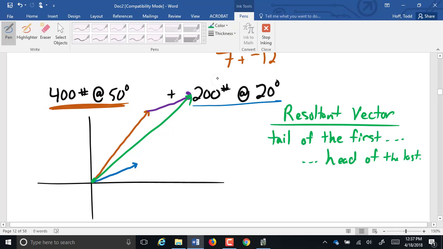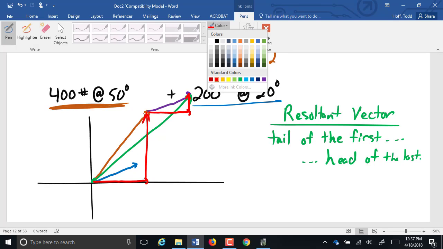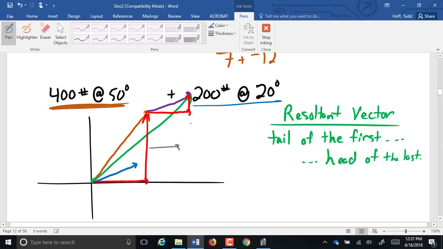If I take this original vector, the 400 pounds at 50 degrees, it has components. It has a horizontal component here and a vertical component there, correct? Look familiar? The 200 pounds at 20 degrees has a horizontal component here and a vertical component there. Well, there is nothing saying I can't move those around. I can slide this one out here, so the vertical component's there. Slide this one down here to put my horizontal component right there.